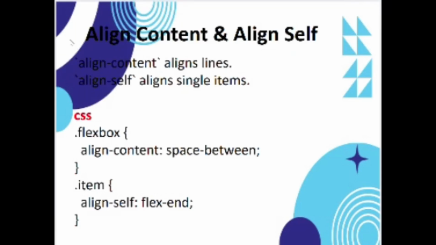This is the example. Here align content is space-between, which means equally spaced between each and every element. In align self, flex-end means from the reverse direction it will start and takes the space equally.